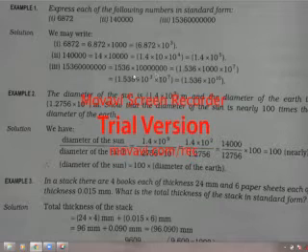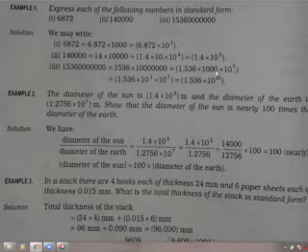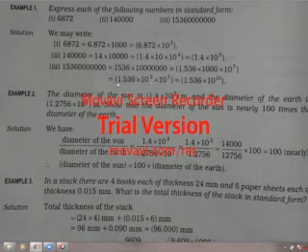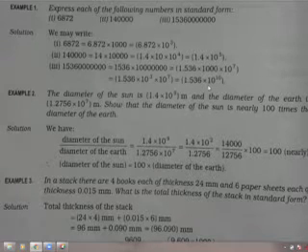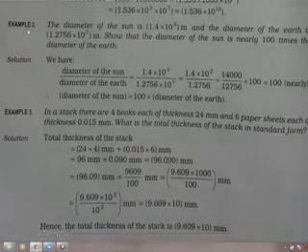Now after 3 digits again the point has been kept, so 1000 has been kept, with 7 and 3 becoming 10. So it has been written as 1.536 into 1000 into 10 to the power 7, where 1000 has been written as 10 to the power 3. So 1.536 into 10 to the power 3 into 10 to the power 7 is equal to 1.536 into 10 to the power 10. I hope all of you are understanding. Okay, now here is example 2.